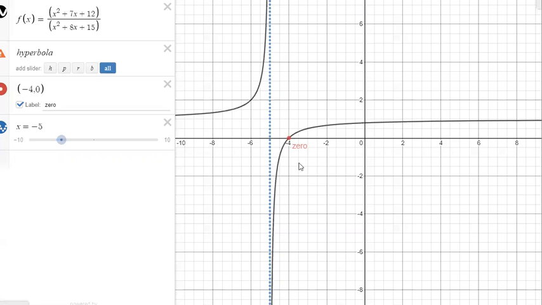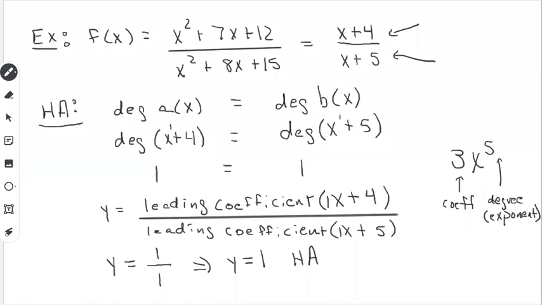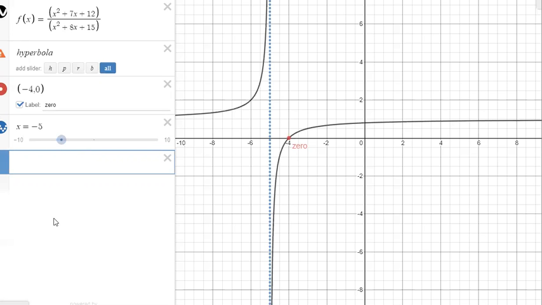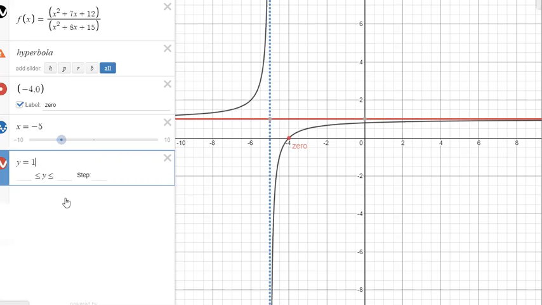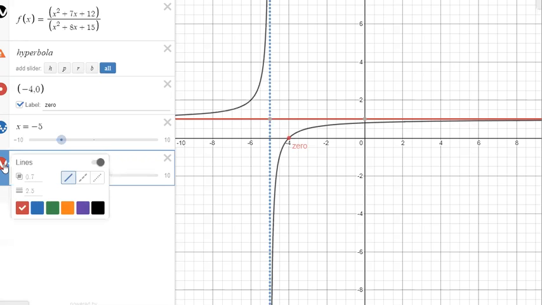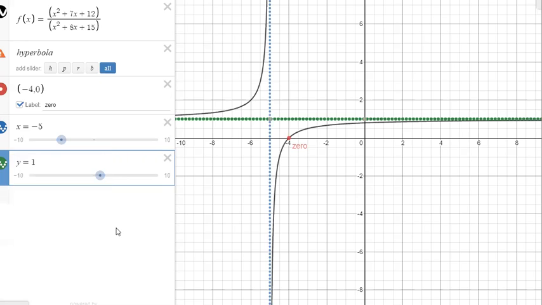This is my graph. Remember, we have a 0 right here. We have a vertical asymptote right here. And I want to graph y equals 1 because I know that y equals 1 is going to be my horizontal asymptote. So let's type in y equals 1 and see what happens. We get this red line. And I'm going to change it to green, and make it a dotted line because it's an asymptote. So this is my horizontal asymptote, y equals 1.